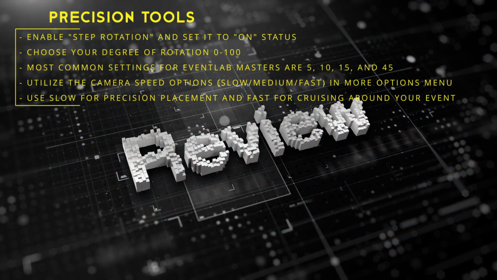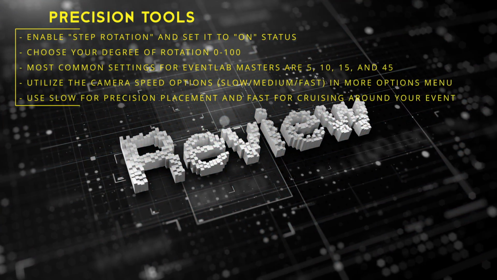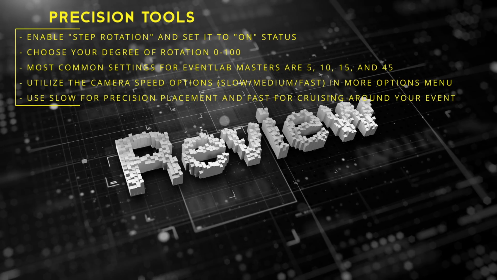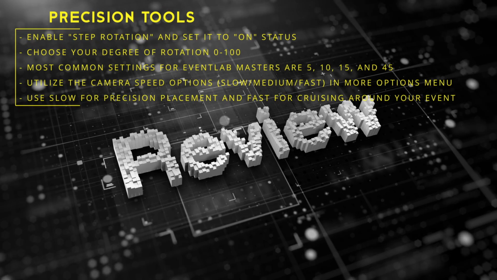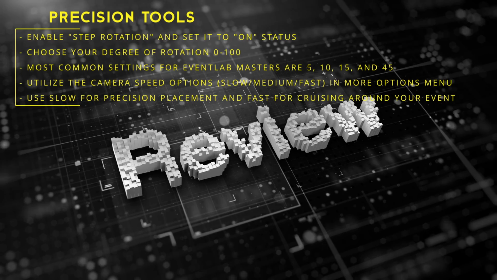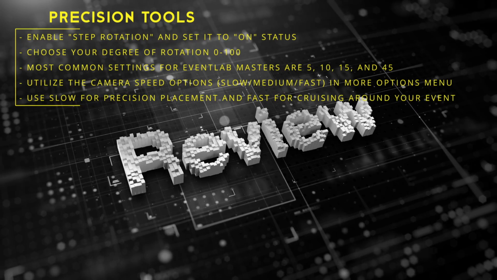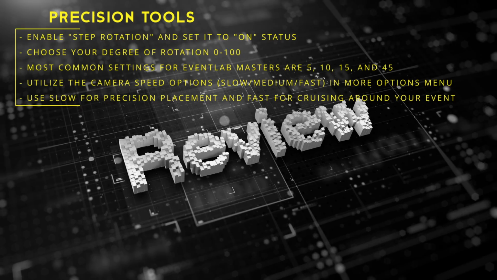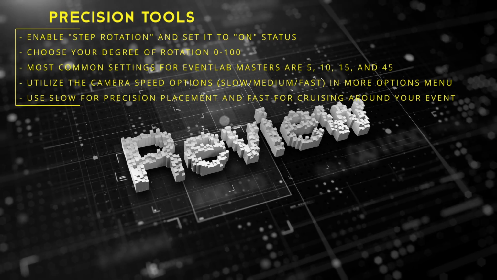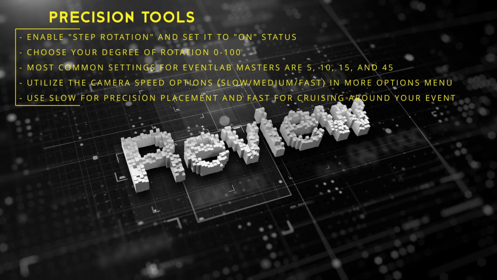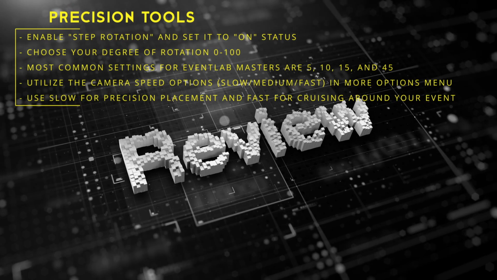Let's review what we've learned. To enable step rotation, set it to the on status, then choose your degree of rotation, and the most common settings for Eventlab Masters are 1, 5, 10, 15, and 45 degrees. Now remember, you can utilize the camera speed options to your benefit. I typically use slow for precision editing, medium to navigate, and fast for when I'm trying to get from point to point throughout my Eventlab.